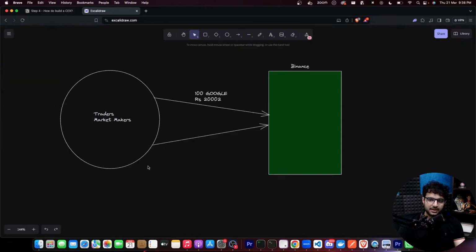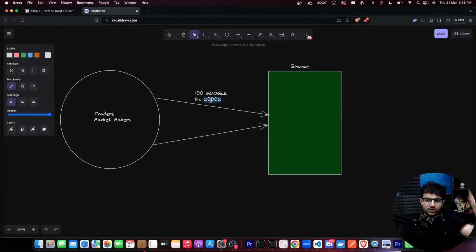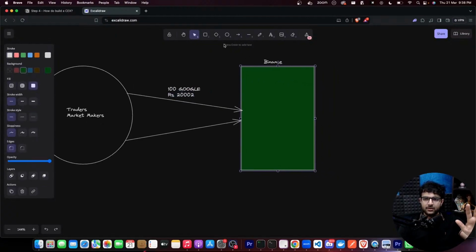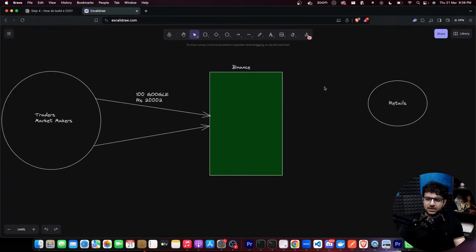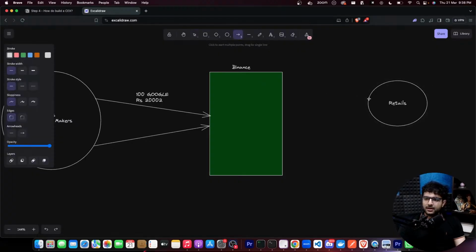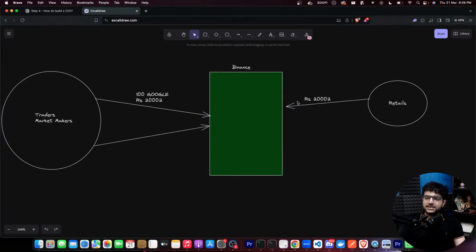These are the traders that put these orders. "Okay, bhai, if anyone wants Google stock, I am selling for rupees 2000." Tell that to Binance. What is the other side? These are what's called retail, or people picking up orders, who just come to Binance and say, "Yeah, I want to buy Google. Here is rupees 2002. I don't care what the price is." They are not price sensitive. Their input to an order is just the amount they want to buy, not the specific price of it.